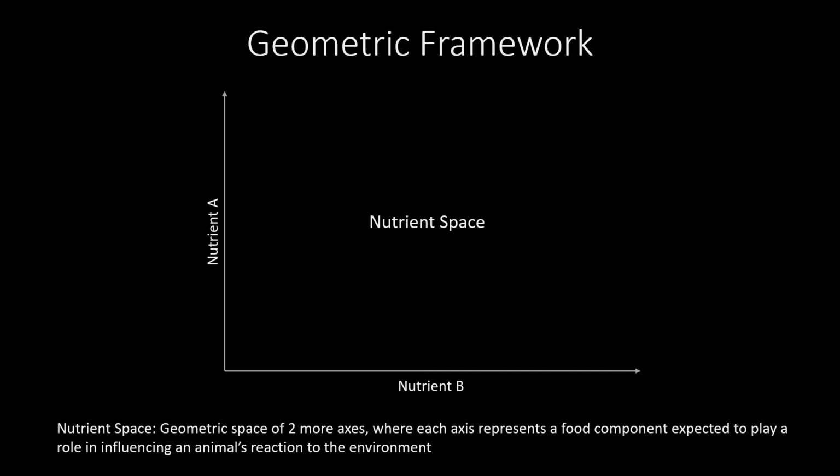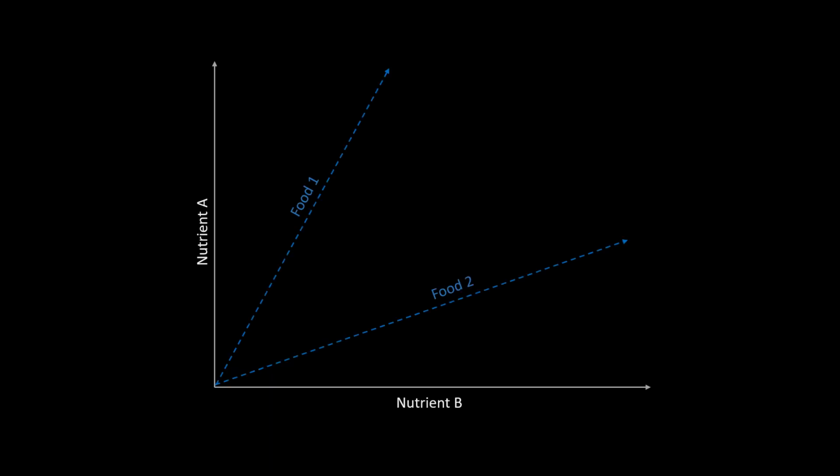I analyze my nutritional data using the geometric framework. This is a graphical approach to understanding data, and it revolves around nutrient spaces. A nutrient space is formed anytime two nutrients of interest are plotted against one another. Within a nutrient space, a food item is represented by a line whose slope is equal to the relative concentration of the two nutrients in that food.